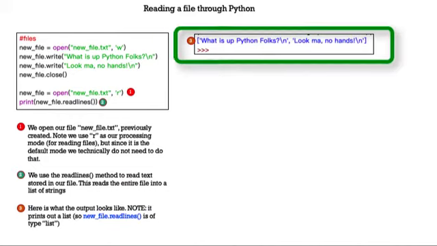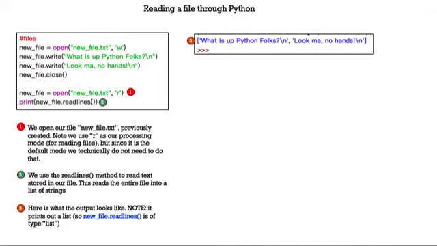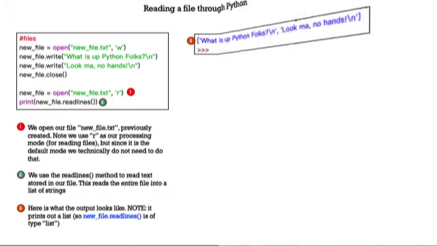And finally, you see what gets outputted here. Note, it prints out a list. So new_file.readlines is of type list. I just wanted to make sure we're aware of that because that would become important later when you try to do something more with this data.